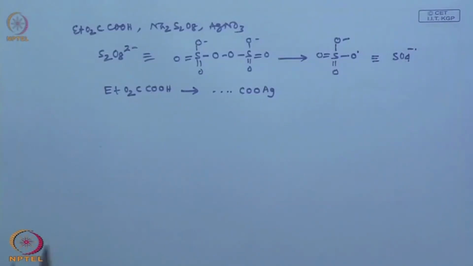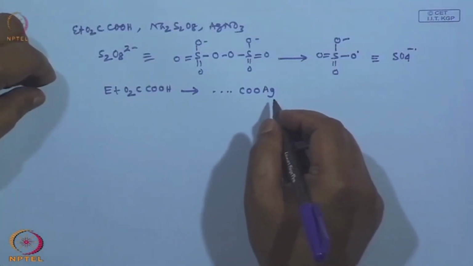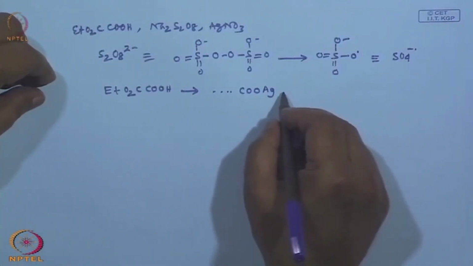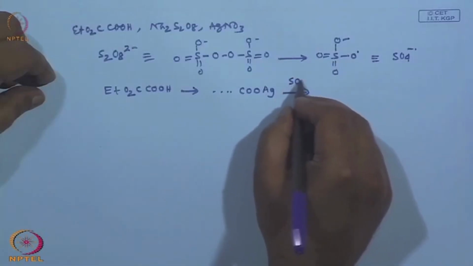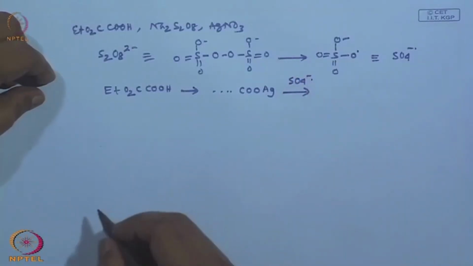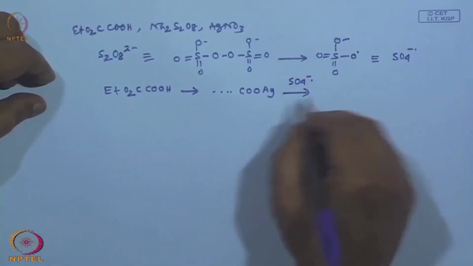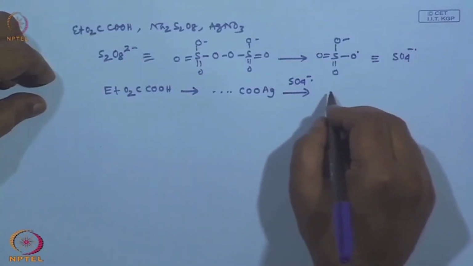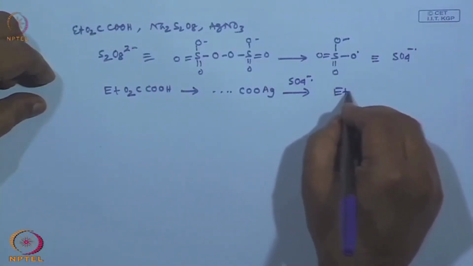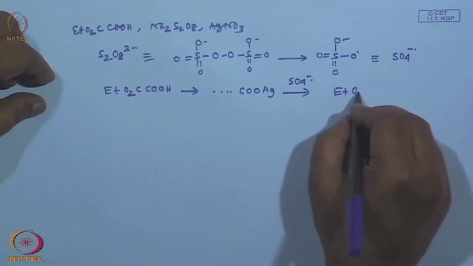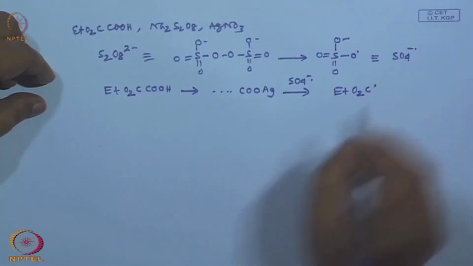In this case, this radical reaction is very specific to silver. If you have a silver salt, then your sulfate radical would immediately produce the corresponding decarboxylated radical, that means in this case an ester radical.